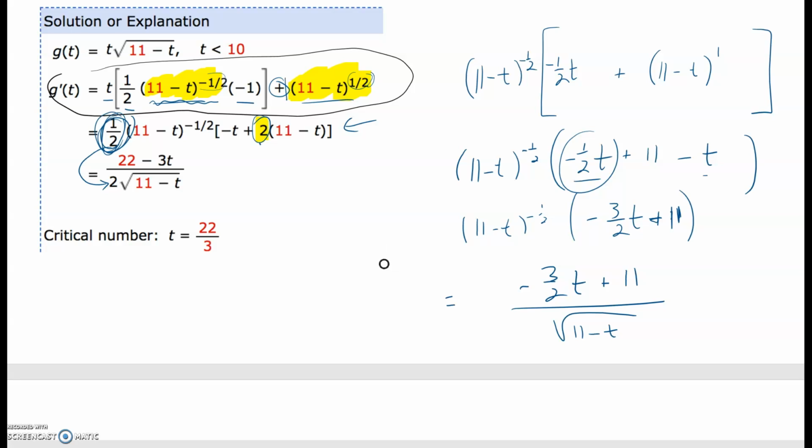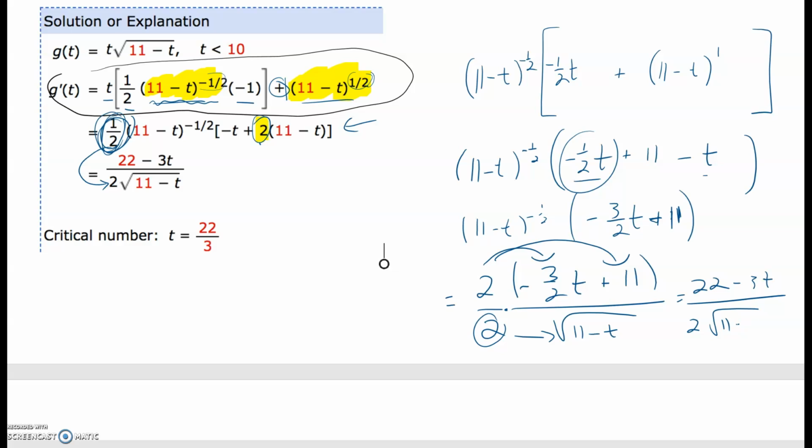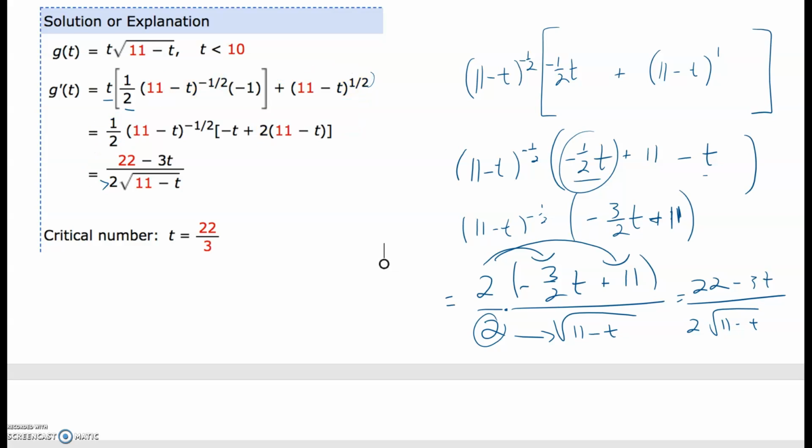Or if you do it my way and you get here and you say, well, I don't like this complex fraction, so I got to multiply by 2 over 2. And then when you distribute that, 11 times 2 is 22, and then the 2's would cancel out, and you get a minus 3t, and then this 2 now is here, and that's another way to do it. But to answer your question, where did their 2 come from?